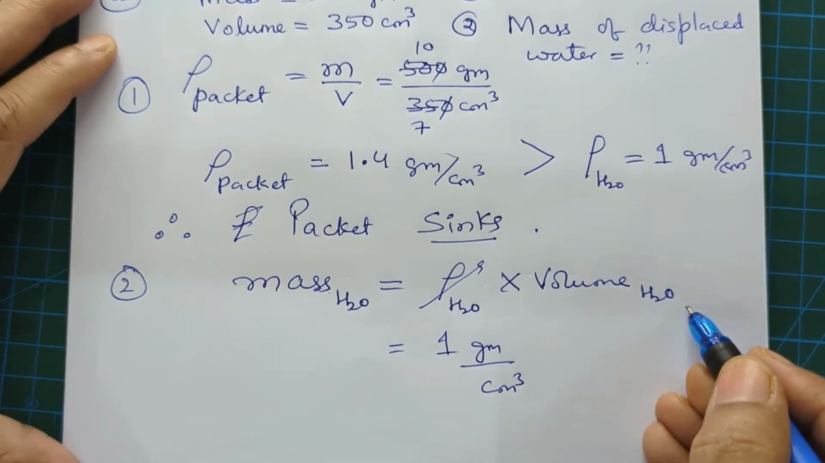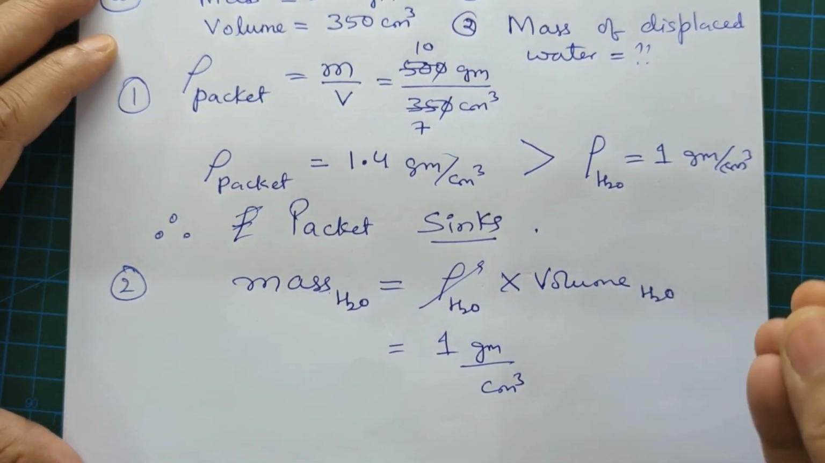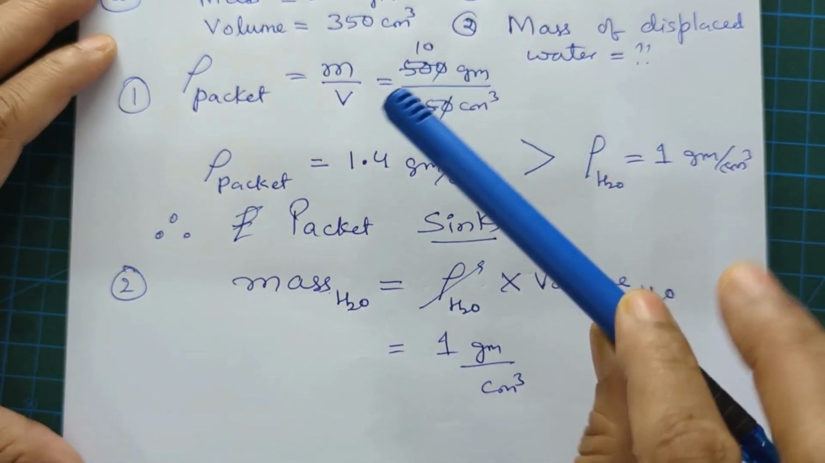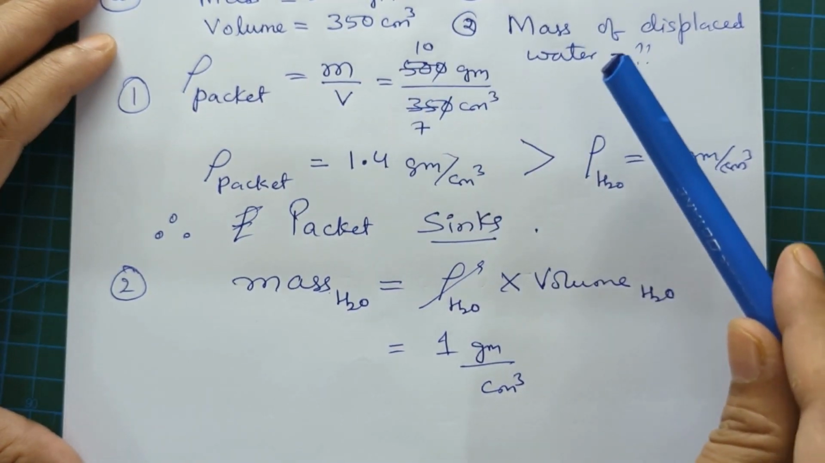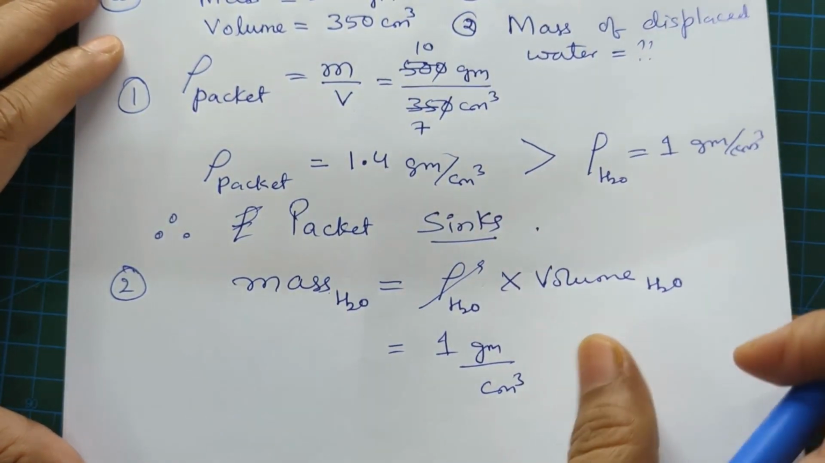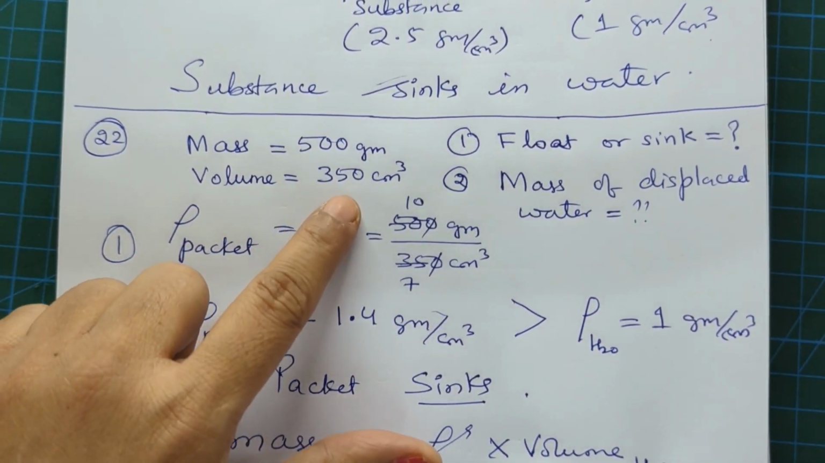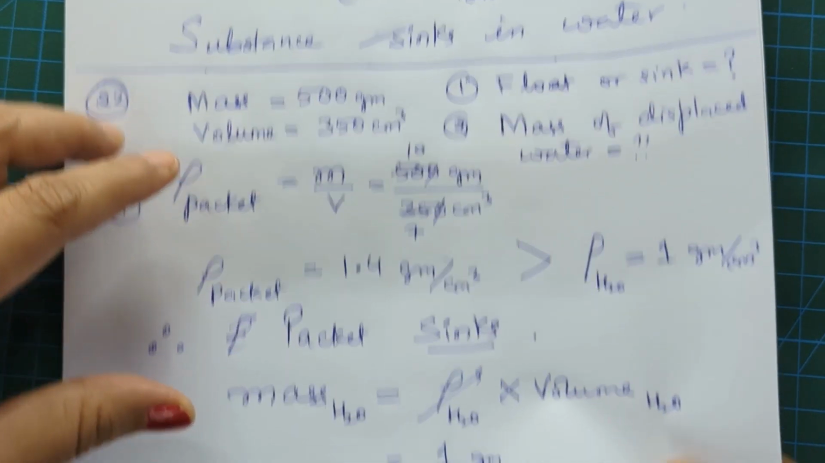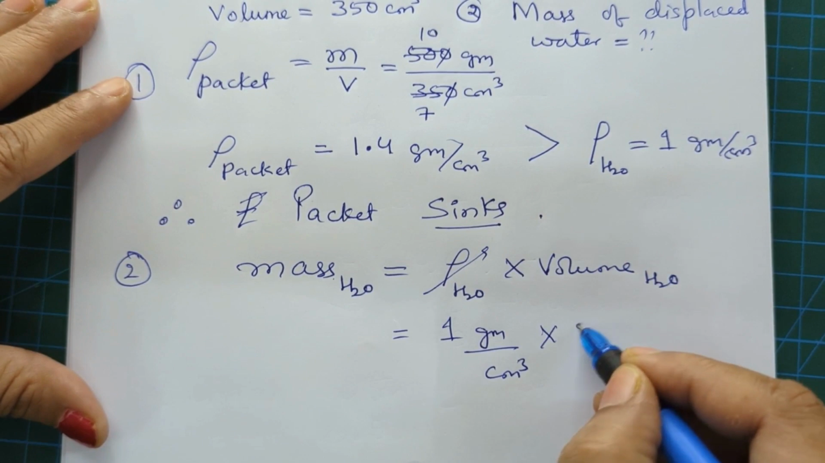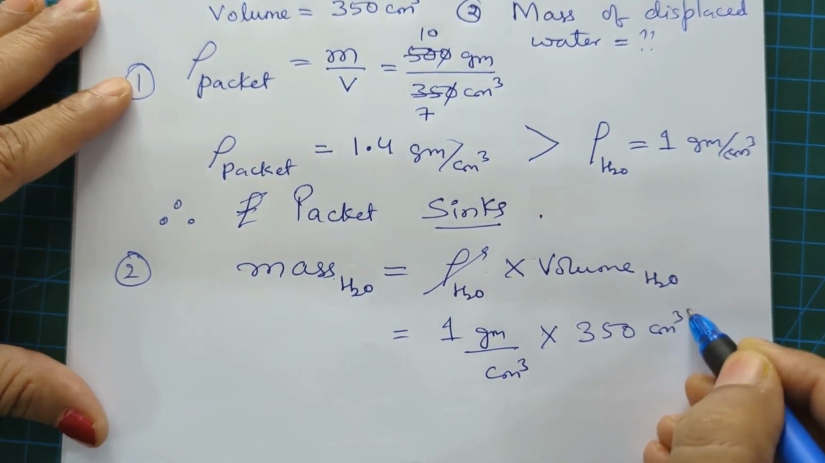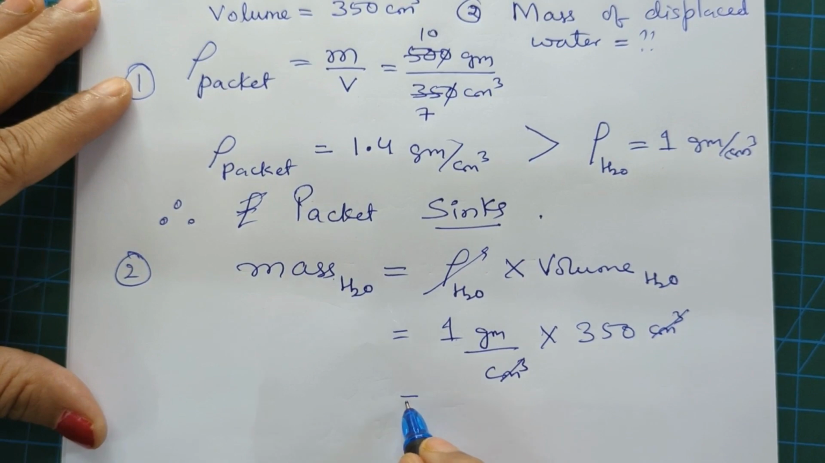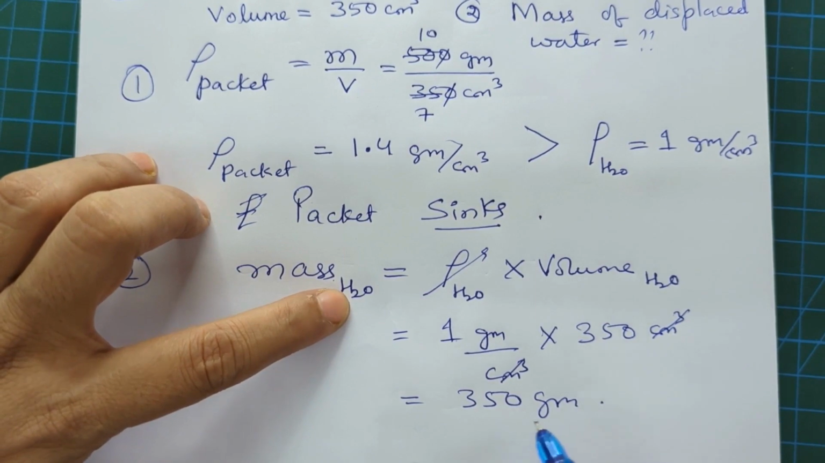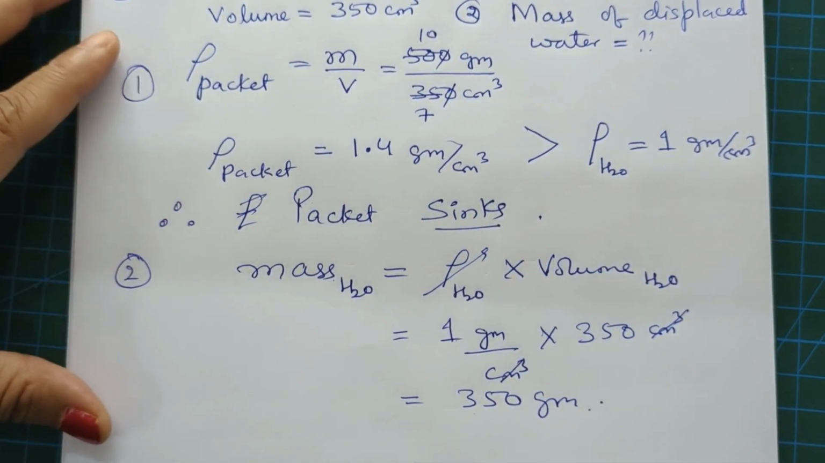What is the volume of water displaced? The volume of water will be the volume of the substance that is immersed in the liquid. If an object is immersed in the liquid, whatever is its volume, the same volume of water will be displaced. And this packet has a volume of 350 centimeter cube. So the volume of water displaced is 350 centimeter cube, and you can cancel this. 1 times 350 is 350 grams. So the mass of water displaced by the packet is 350 grams. And thank you for watching this video.